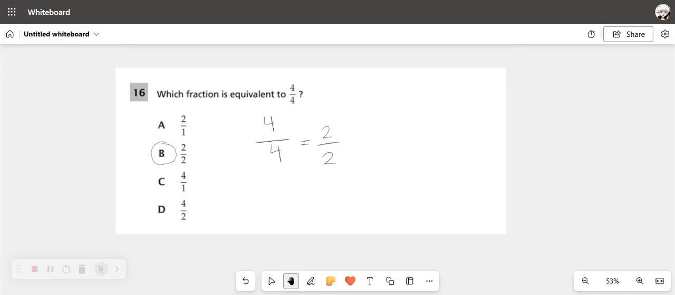For question 16, it says which fraction is equivalent to 4/4? So what you have to do here is just divide 4/4 by the same number up and down. I mean, for the numerator and denominator, if you want more fancy terms. And you are left with 2/2, since you divide both the numerator and denominator by 2. And that gives you answer choice B.